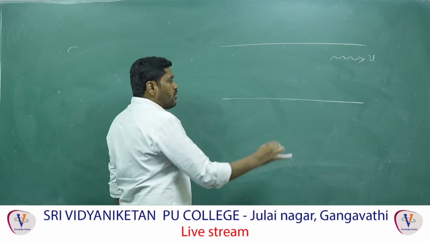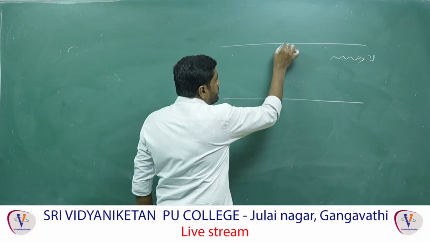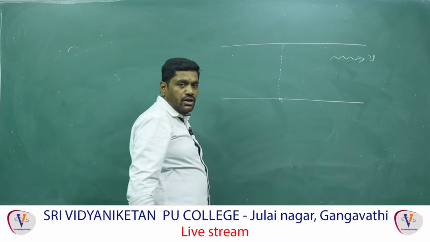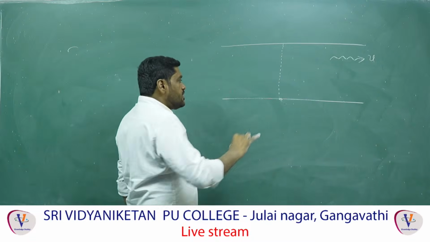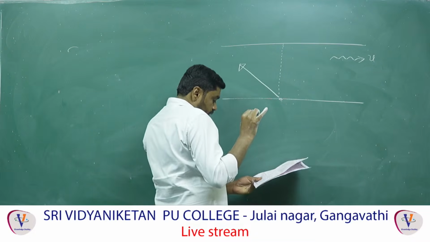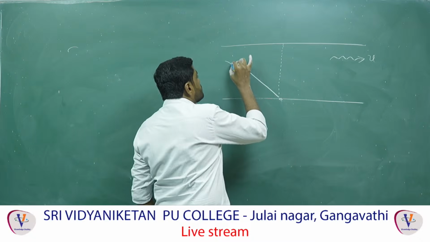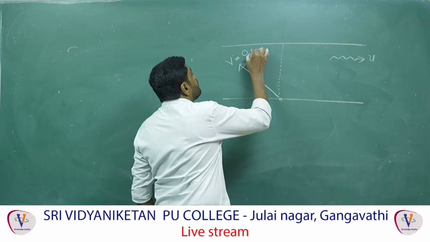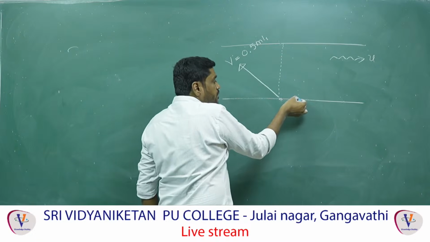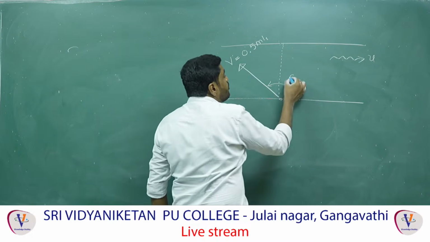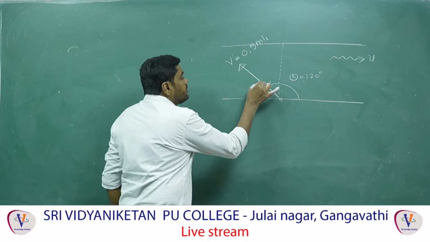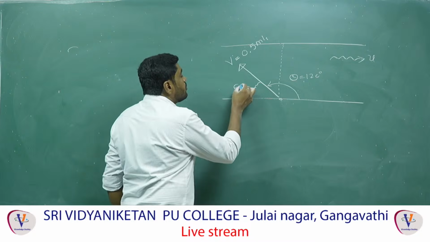The person wants to go to the exactly opposite bank, which means the resultant velocity compulsorily should be along the normal to the river. But this person is going in this direction. Therefore V is equal to what they have given, 0.5 meter per second, the person's velocity with respect to the water. Now theta is equal to 120 degrees. If it is 120 degrees, this angle is equal to 60 degrees.